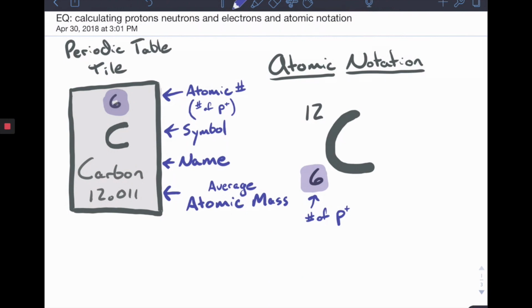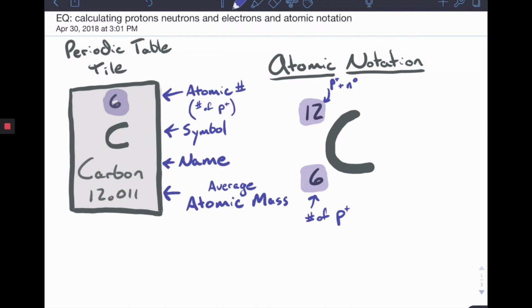Then up above, you will often see the bigger one, but you'll notice now it's not written as a decimal. It's been rounded. What this is referring to is the number of protons and neutrons that this atom has. So it's the protons plus the neutrons that this specific atom has, which would be 12.